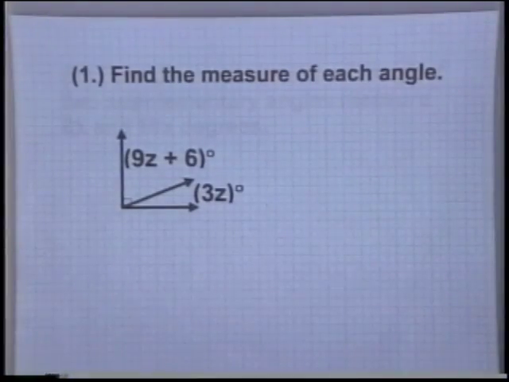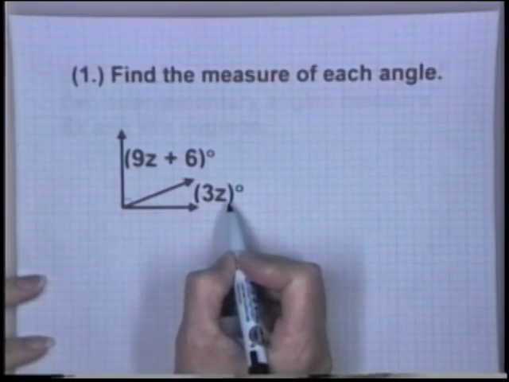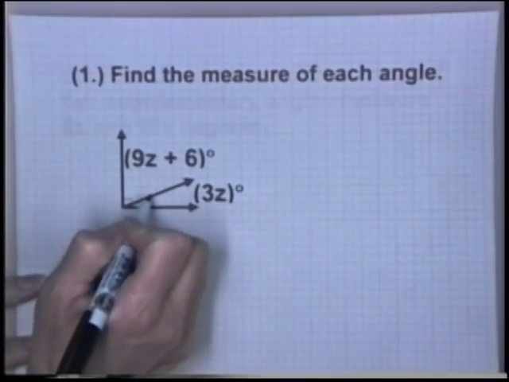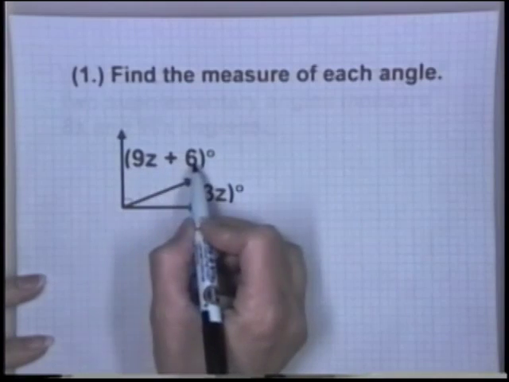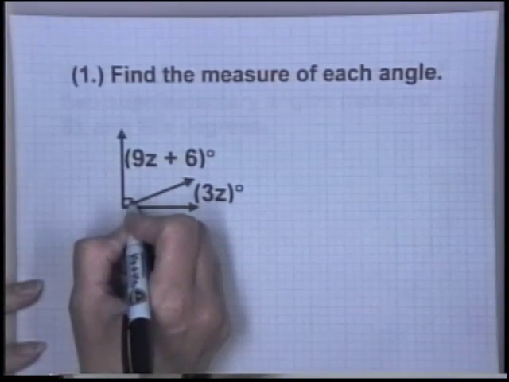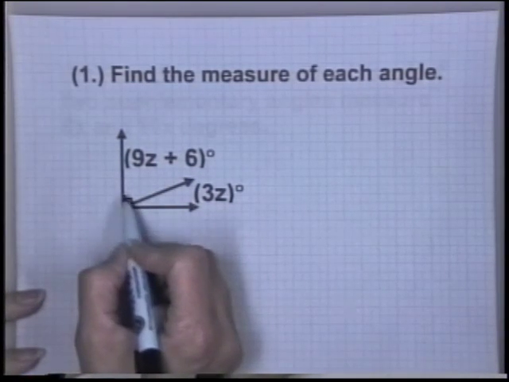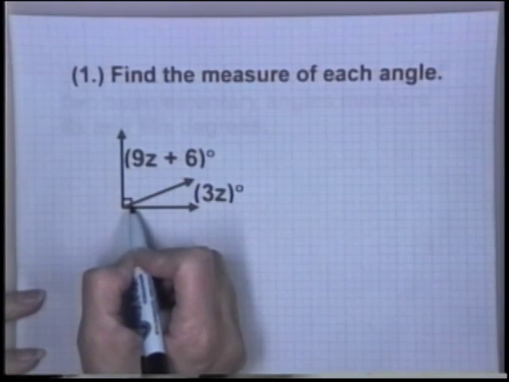Well, let's look at some problems. This one says find the measure of each angle. Notice what we have here. We have an angle, and we're told that it is 3z degrees, and it is right next to another angle, and we're told that the measure of this angle is 9z plus 6 degrees. Now, look what we know. See this box right here? What does that square mean between those rays? It means that these rays form a 90-degree angle.